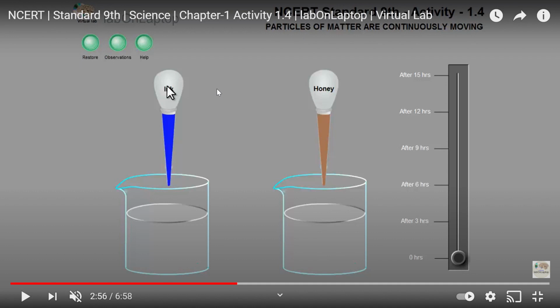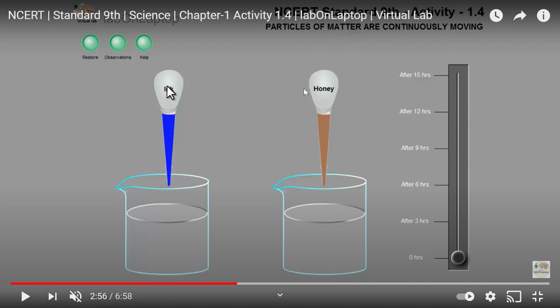Children, we are going to do the next activity which is there in your book, activity 1.4 of your NCERT, that is chapter 1. Now here in this activity we are going to prove that particles of matter are continuously moving and they are having space between them. So particles of matter are continuously moving.